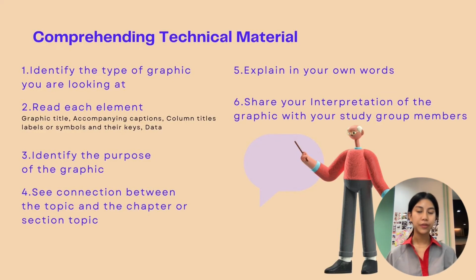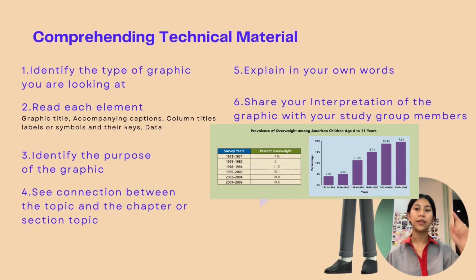After that, you need to read each element. Start from the graphic title, which is going to be on the top, accompanying captions, column titles, labels and symbols and their keys, which are usually provided at the bottom of the graph, and lastly, the data.